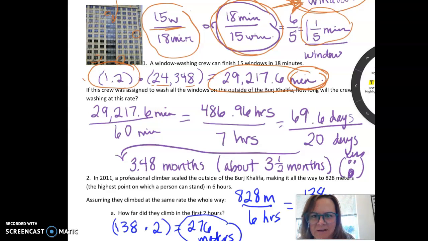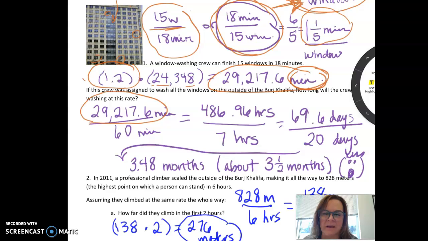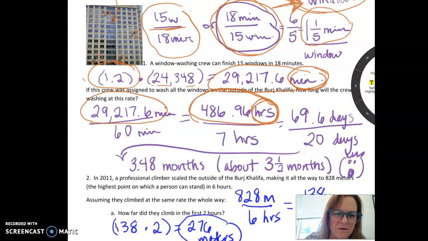So the first thing I did is I divided those 29,217 minutes by 60, because I know there are 60 minutes in an hour, and I want to know how many hours that is. So when I divide that by 60, I get 486 and 96 hours. Still, that's a ridiculous unit for that number. We're not going to ever say, oh, how long is it going to take them? Oh, it's going to take them about 486 hours. It's better than the minutes answer, but we can do better than just hours.